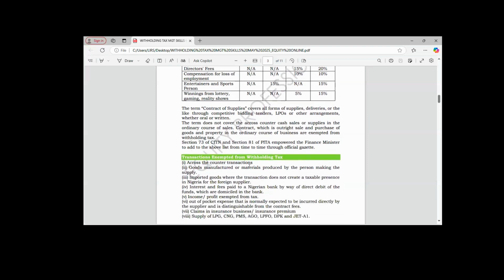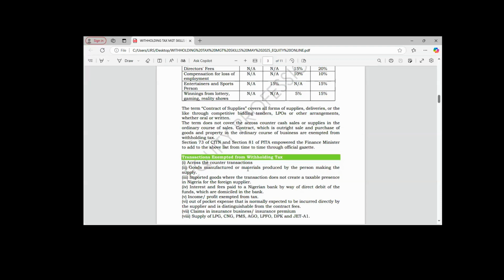Some of them are over-the-counter transactions. That is a transaction where you bought on a cash and carry basis. So you went to the market instead of asking somebody to supply you. You went to the market yourself. You pay through any means, whether through cash or through transfer. So nobody supplied you. You are the one that went to the market to buy those items by yourself. That is why over the counter, it will not attract any withholding tax.